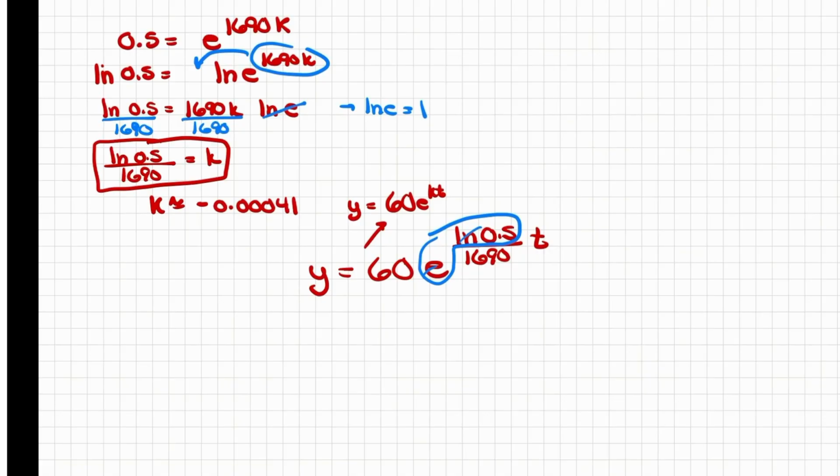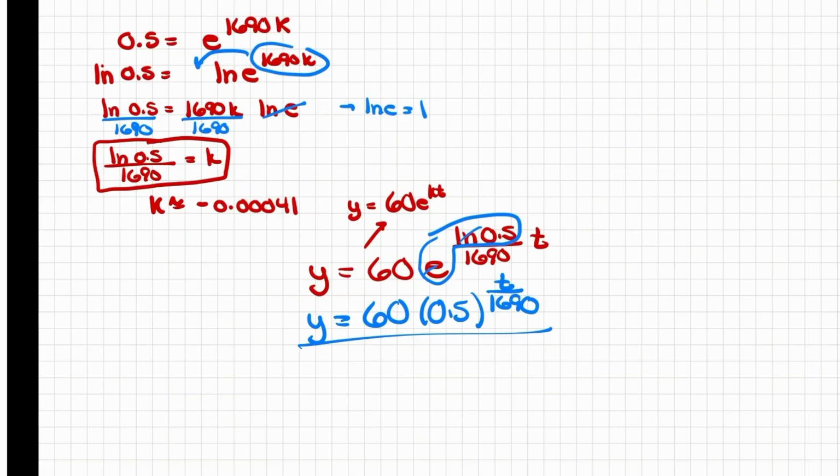Okay, so when we cancel out the e and the ln, we are left with y equals 60 times 0.5. We haven't gotten rid of that. T over 1,690. This general equation, this one right here, is useful, and it can be used anytime because that 0.5 is what's denoting the half-life.